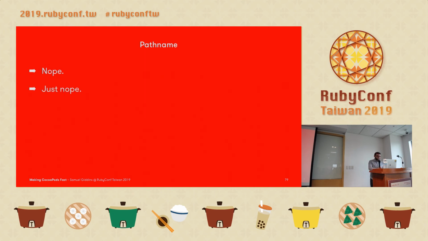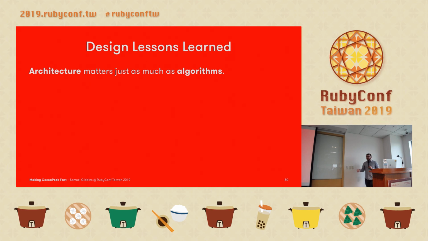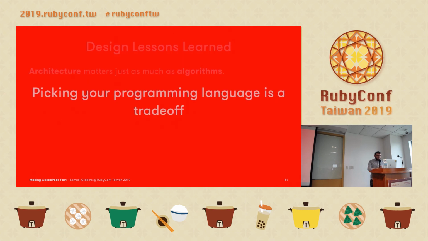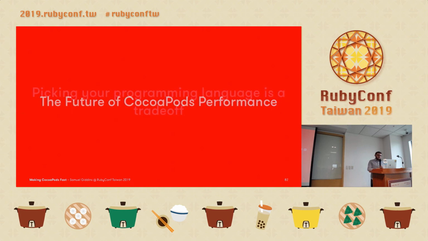At the end of the day, the lesson learned was that the architecture of the app we were building mattered just as much as fancy algorithms or fancy tools. Picking your programming language is a trade-off, surprise, but we also dug ourselves into a corner with the Ruby code that we wrote. It's not just Ruby's fault that we have these problems.